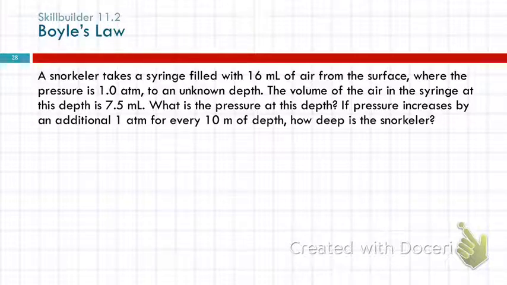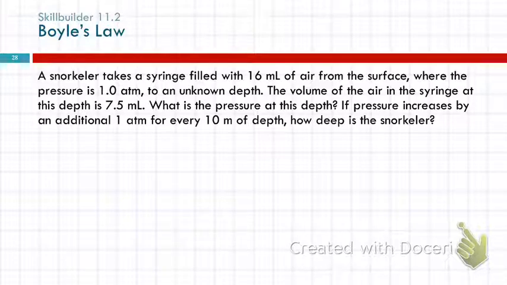I don't like this problem. We're going to do it anyway. A snorkeler takes a syringe filled with 16 milliliters of air from the surface, where the pressure is 1 atmosphere, to an unknown depth. The volume of the air in the syringe at this depth is 7.5 milliliters. What is the pressure at this depth? If pressure increases by an additional 1 atmosphere for every 10 meters of depth, how deep is the snorkeler?